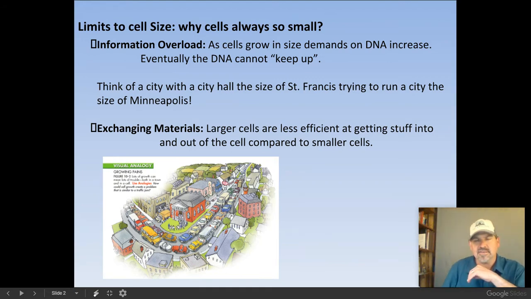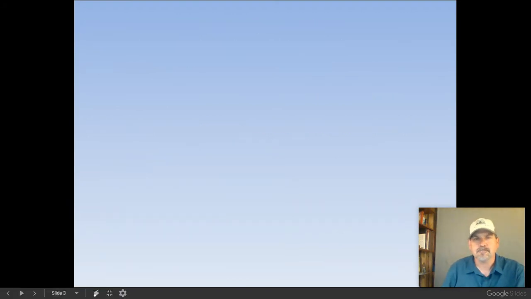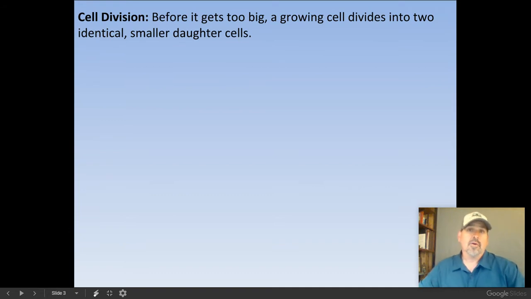So tiny cells have a huge surface area to volume ratio, which means that they are super efficient at getting materials in, getting waste products out. Okay, so before it gets too big, a cell divides into two identical smaller daughter cells.